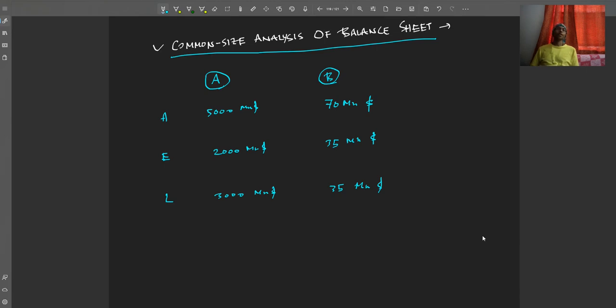What we do is, basically we use a common size method. For doing that, we basically divide each item by the total asset of that balance sheet, and express the number in percentage form. So what happens is, the converted version is like this. A converted looks like this.